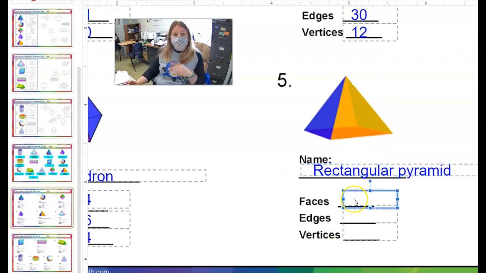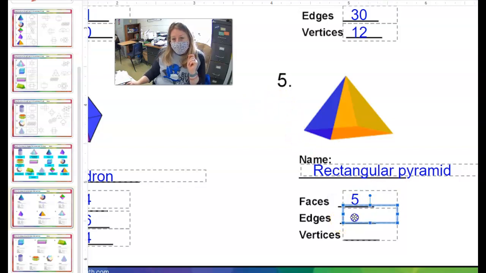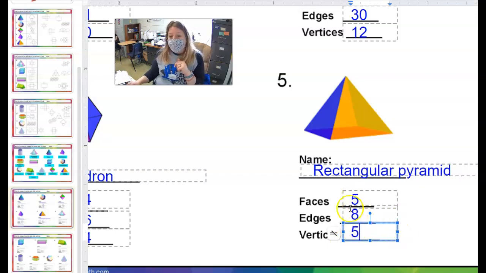How many faces here? 4. Bottom? 5. How many edges? 8. 4 going up to the point, 4 around the base. And vertices? 5. Good. Total coincidence that the faces and the vertices are the same.